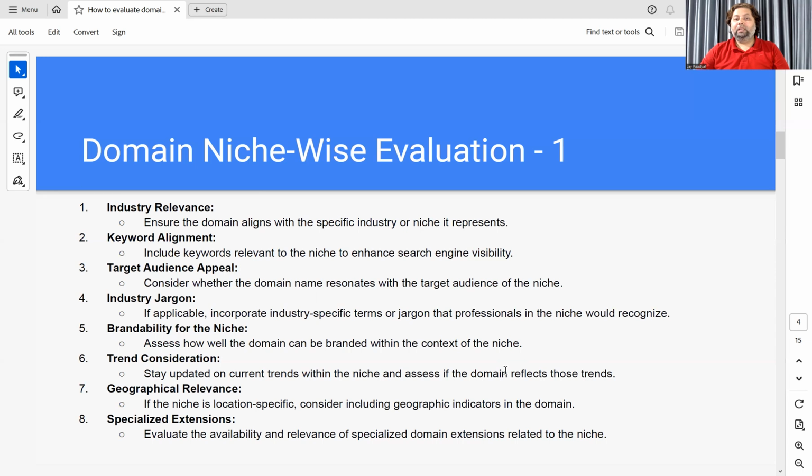Now, domain niche-wise evaluation. Okay. Which niche is better? You tell me. What is this? Can you type?